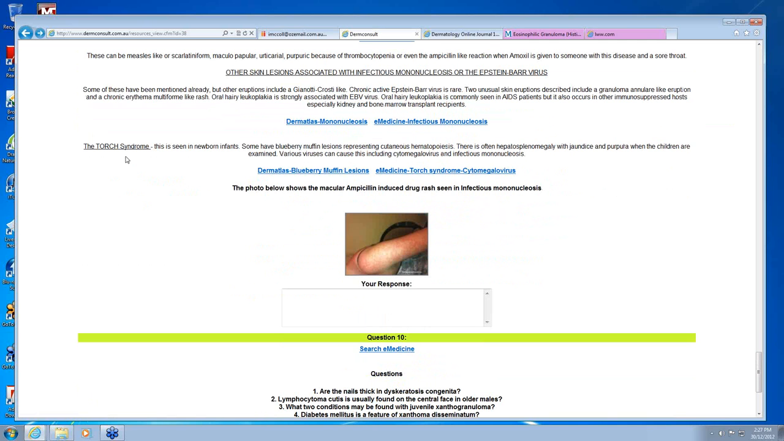And then the TORCH syndrome. You'll see that this stands for a variety of viruses that may cause this condition. Seen in newborn infants, some have blueberry muffin lesions. Now, blueberry muffin lesions are blue lesions in the skin of a newborn, and they represent cutaneous hematopoiesis. These kids often have hepatosplenomegaly, jaundice, and purpura. And various viruses, including cytomegalovirus and infectious mononucleosis, can cause this TORCH syndrome of blueberry muffin.